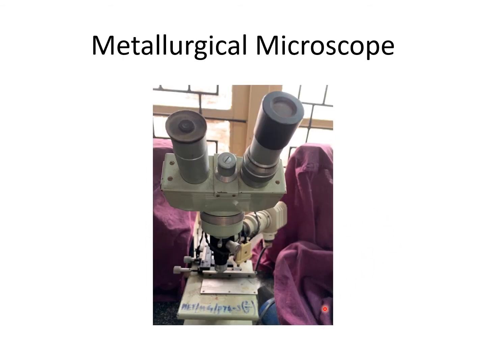kept on this metallurgical microscope. This is the metallurgical microscope. This is the objective lens. This is a specimen. I have to keep the sample here. This is an objective lens, this is a light source, and this is an eye lens. If we keep the sample and illuminate the light, the light rays will be reflected through the objective lens and form a first image, and finally that image will be a magnified image we can see here through this eye lens.